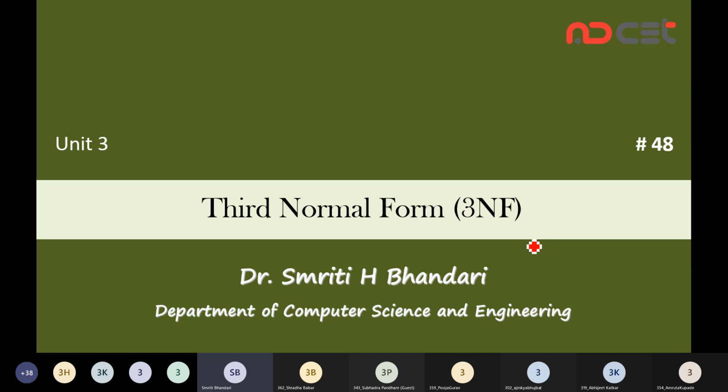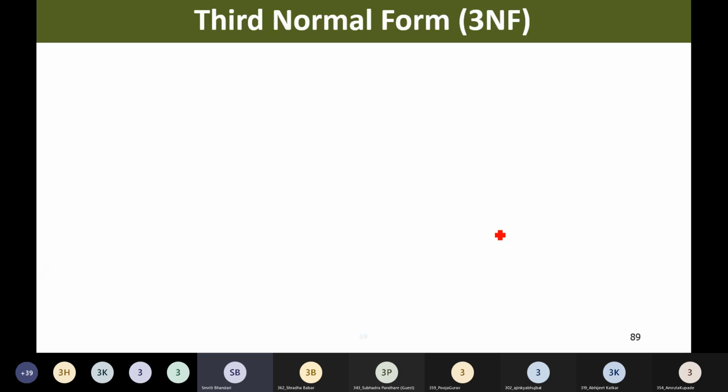In the last class, we were discussing canonical cover and third normal form. We have gone through a few examples of canonical cover, and then we had an introduction to third normal form. So let's proceed now with the extension of the concept.